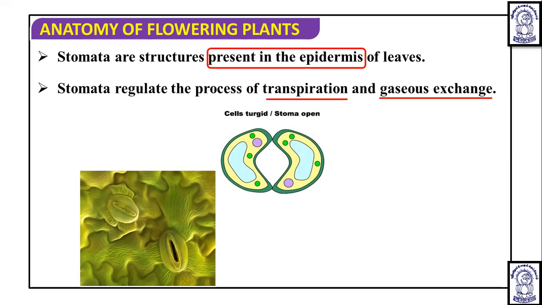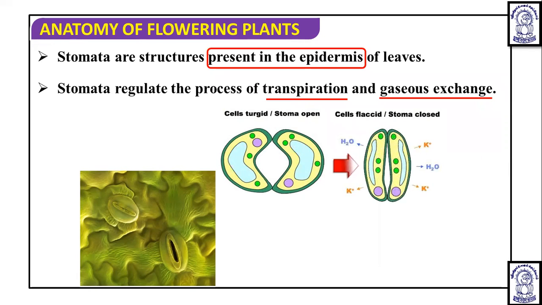When they are turgid, the stomata open. In the stomata, these two kidney-shaped cells shown here are known as guard cells. When the guard cells are rich in water, they swell. The swollen guard cells are known as turgid guard cells. And when the guard cells get turgid, the stomata open. But when the guard cells become flaccid, the stomata close.